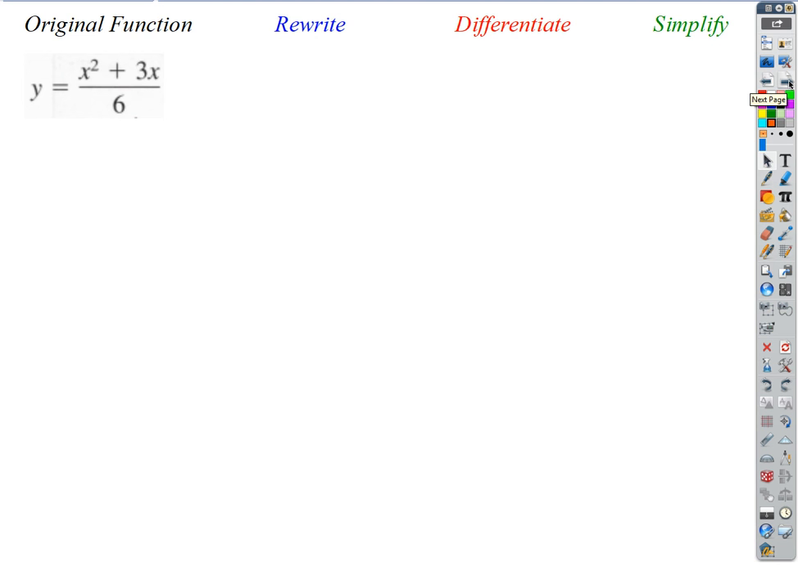Multiplying by 6 would change it, but what you probably mean is factor out the 6. It's a constant, right? The quotient rule means, do I have a quotient of functions? No, I don't. I just have a constant on the bottom. I do not need the quotient rule. Would it work? Yeah, it would, but it's a lot of extra work. So we'll just rewrite this as y equals 1/6 times x squared plus 3x, easy, right?